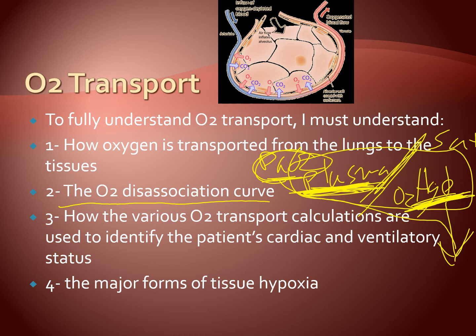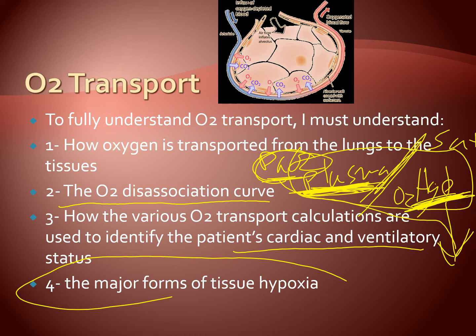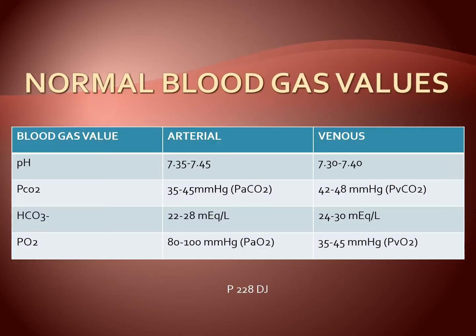So we're going to look at transport calculations and content equations that help us tell how the patient's doing. So it'll give us an idea of their cardiac and respiratory status. And then we'll also, at the end of everything, look at the 4 major forms of hypoxia. And that stuff is covered in your chapter as well. So be sure to go through your chapters, be sure to go through your workbooks, be sure to be reading those as well. We do not have unlimited resources to do this all this way.